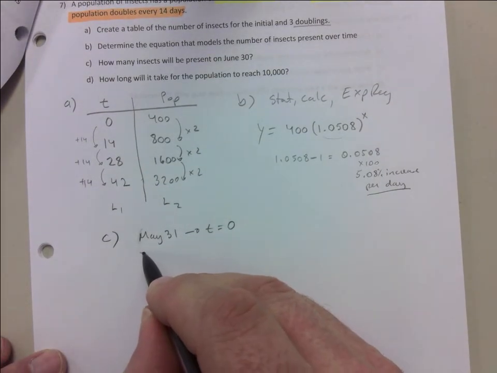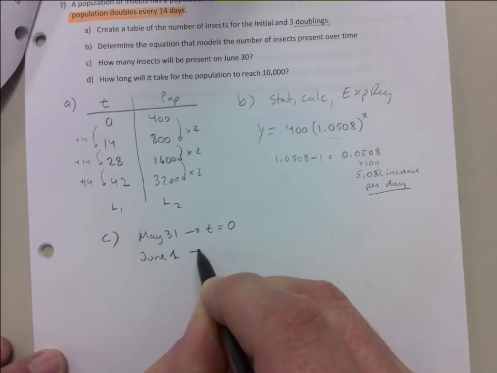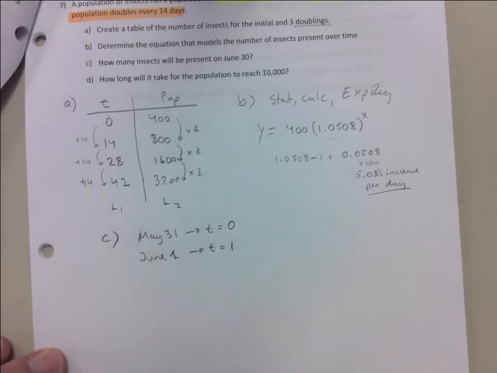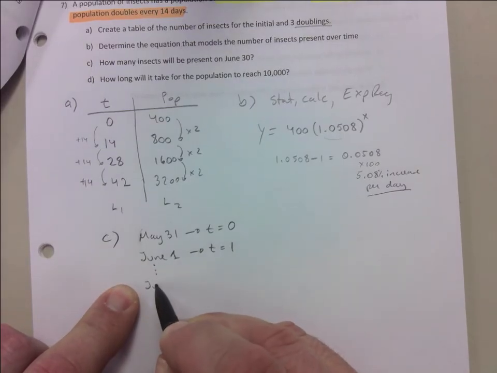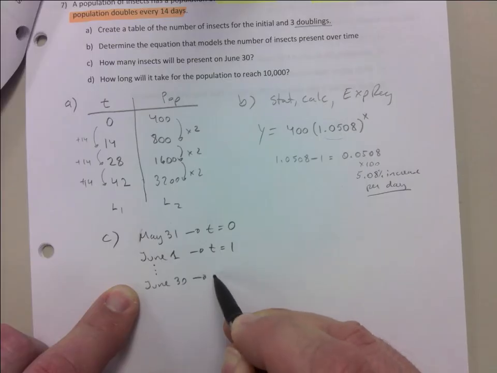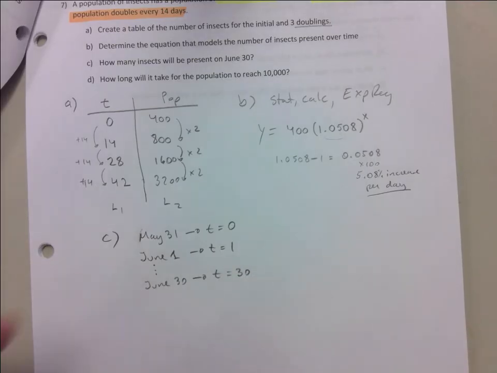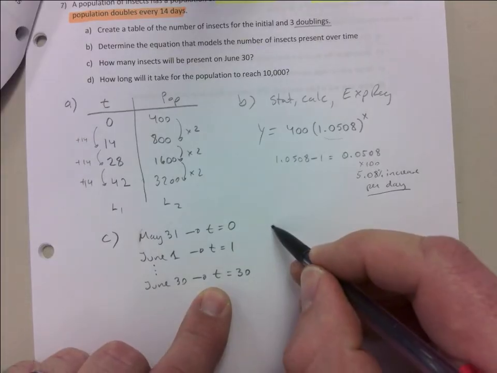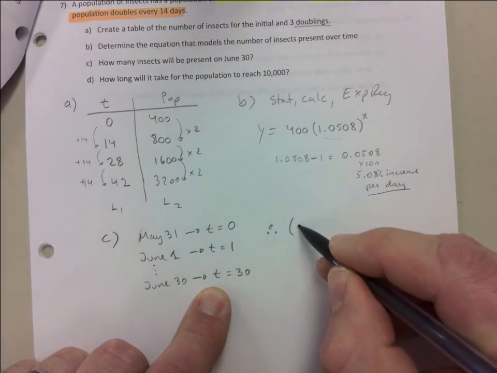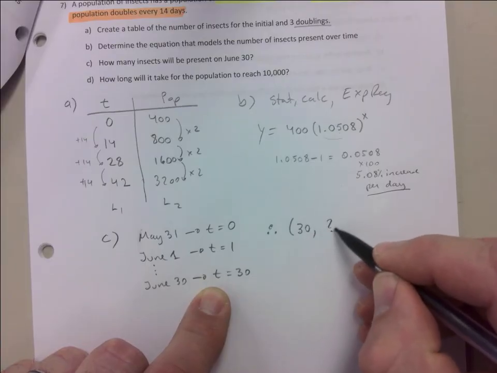That means that June 1st is what? Time would be 1. X is 1. So if it says June 30th, what should X be? I'm going to go dot, dot, dot. June 30th. Time is 30, because we're saying May 31st is time 0. So therefore, June 30th is time 30. X is equal to 30. Therefore, it's asking really, when X is equal to 30, what is my population?